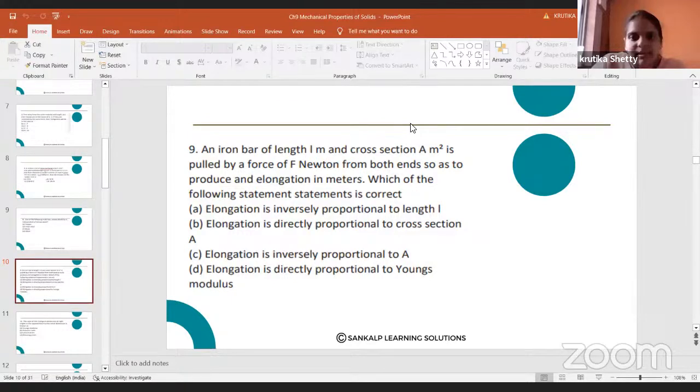And the next question: the ratio of the change in dimension at right angles to applied force to its initial dimension is known as. Longitudinal strain, Poisson's ratio, lateral strain, shear strain. So that is option C. Yes. Straight. Okay. Then the next question.